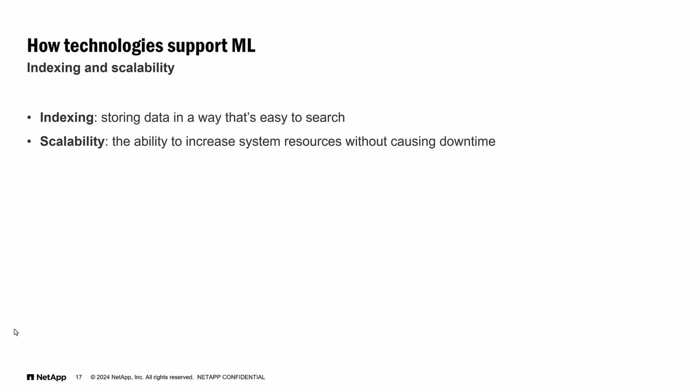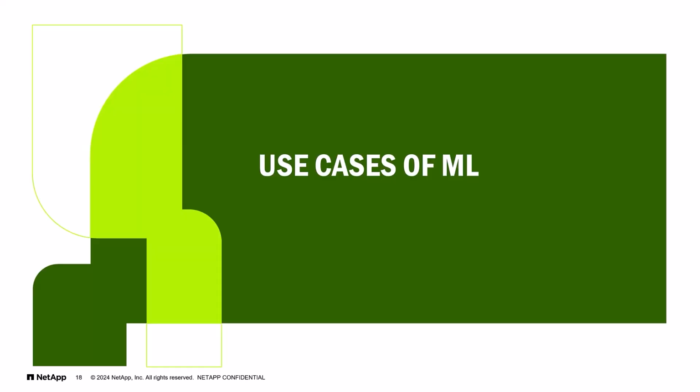The next feature is indexing, where data is stored in such a way that it can be easily searched using complex algorithms and search types, such as full text search, semantic search, and others. Scalability is a key feature of vector databases, and the amount of data needed for ML is exponentially increasing over time. Finally, I'll talk about the use cases of ML.